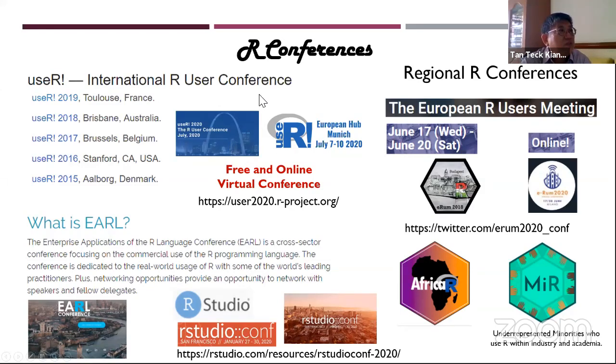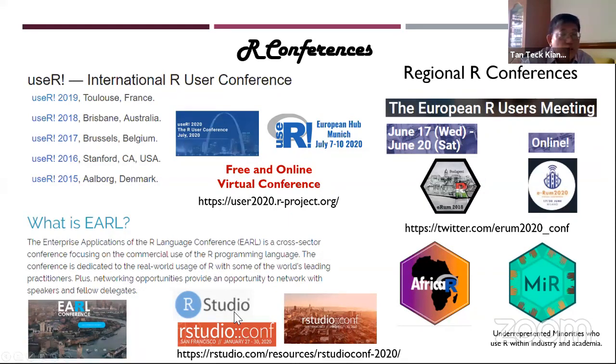And now it's in conjunction with another conference, the Europe Hub, which was supposed to be held in Munich on this particular date, but I think they combined the two and it's free online. And there are regional R conferences as well, like the European R user meeting, held on this date, and now it's also online. Then regional ones like in Africa, and I'm not so sure about this, but they call it the underrepresented minority. I didn't read carefully who they refer to as minority, but this is for minority users within the industry and academia, right?